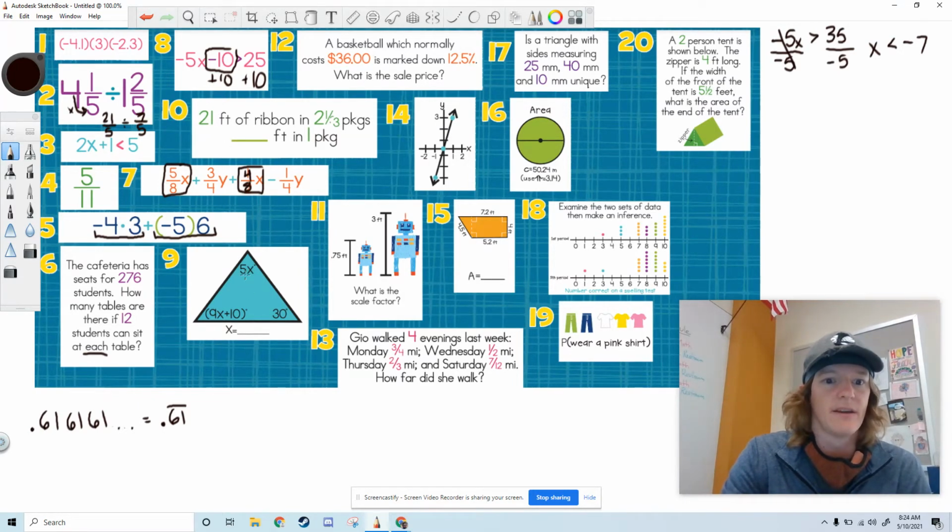Number 9, we know that all three of these angles add up to 180 degrees. So you need to set up an equation. 9x plus 10 plus 5x plus 30 equals 180. And when you set that up, you'll have two x terms you can combine. You'll have two constant terms that you can combine.